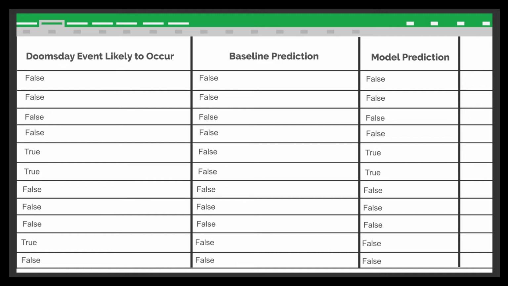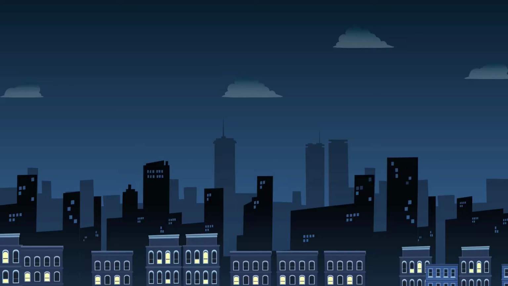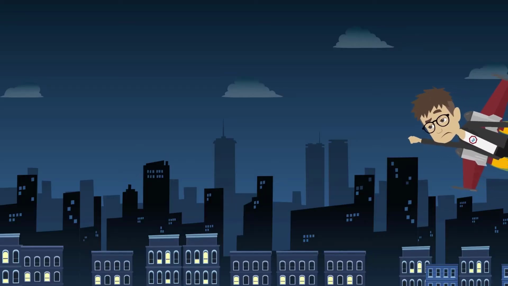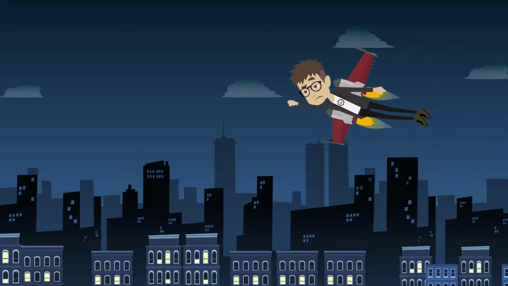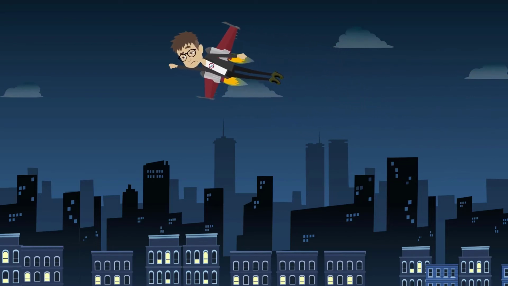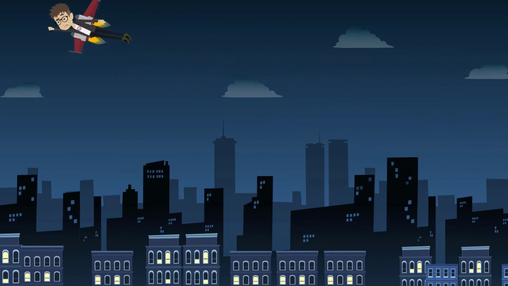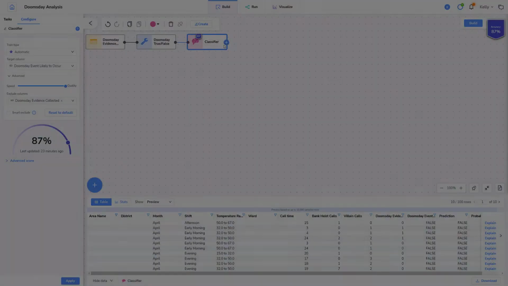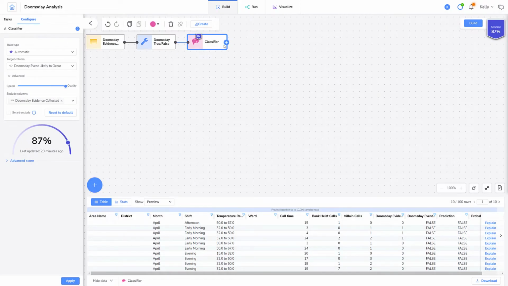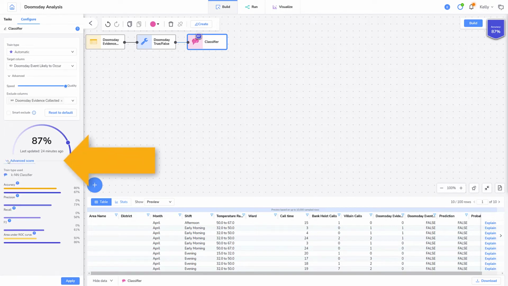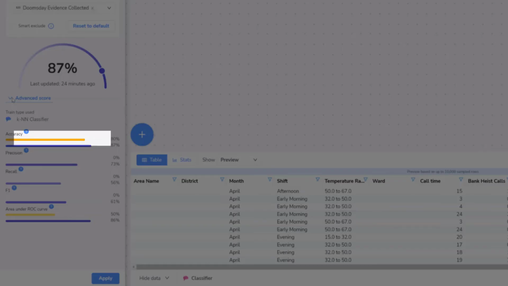Another comparison you can make is to the current process. You know that for Captain Varison, there is no current process to predict doomsday events. He simply randomly patrols the area to see if he's needed. In this demonstration, I'll examine the classification scores in Symon. I'll start by expanding the advanced score section. Let's take a look at the accuracy score.